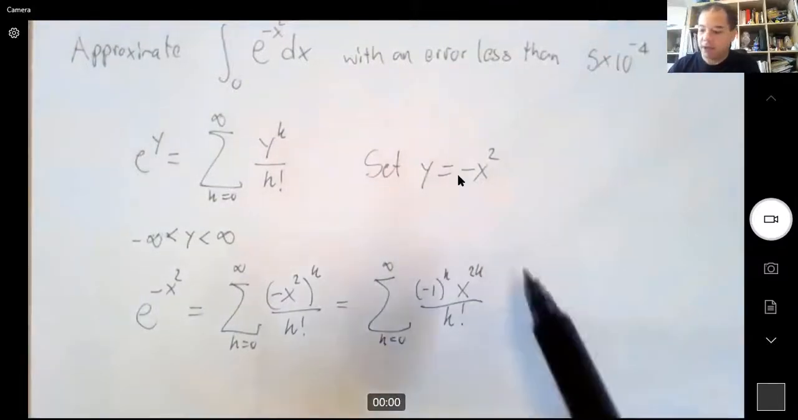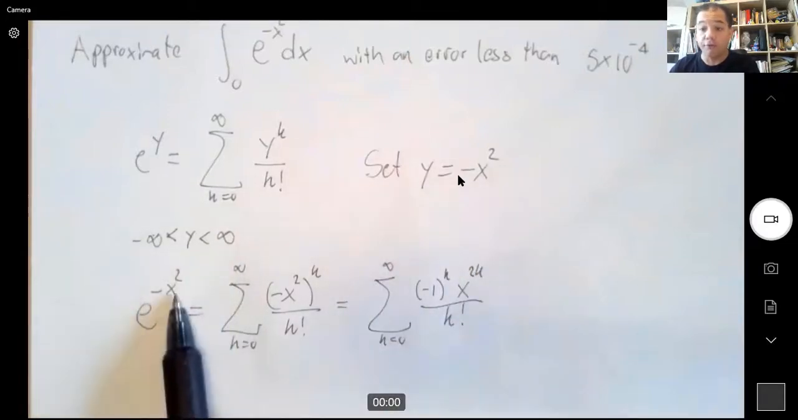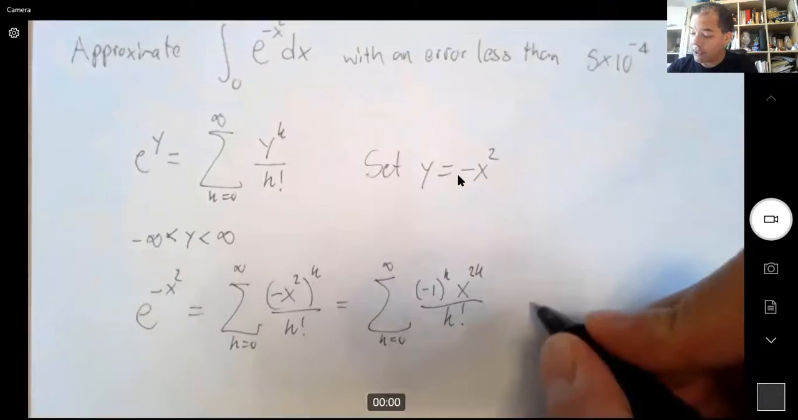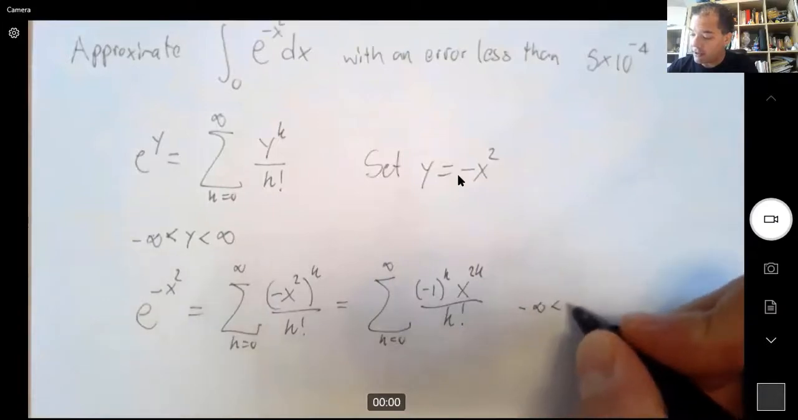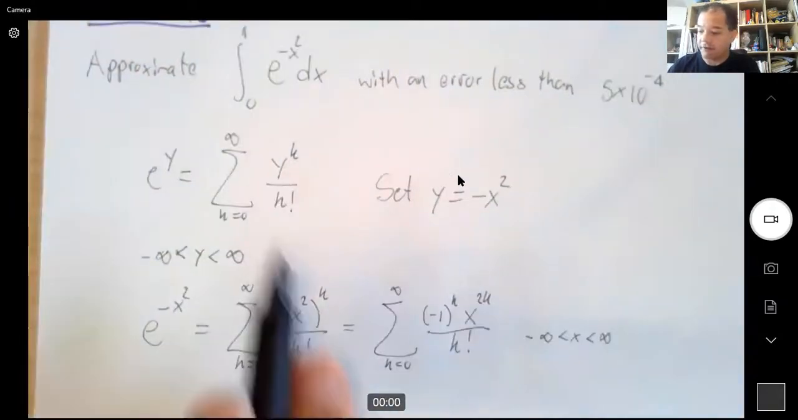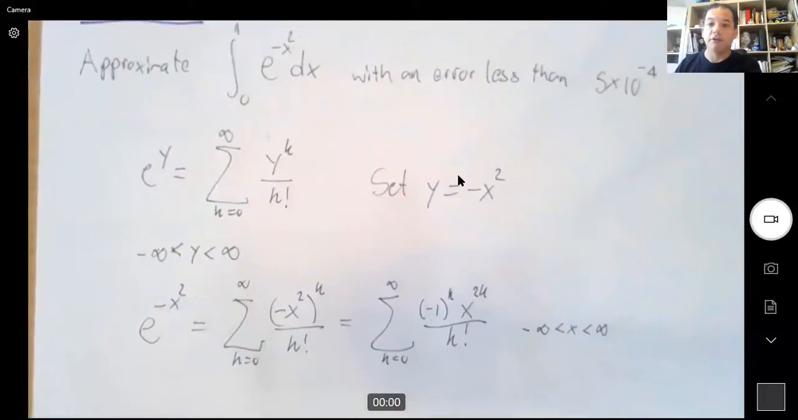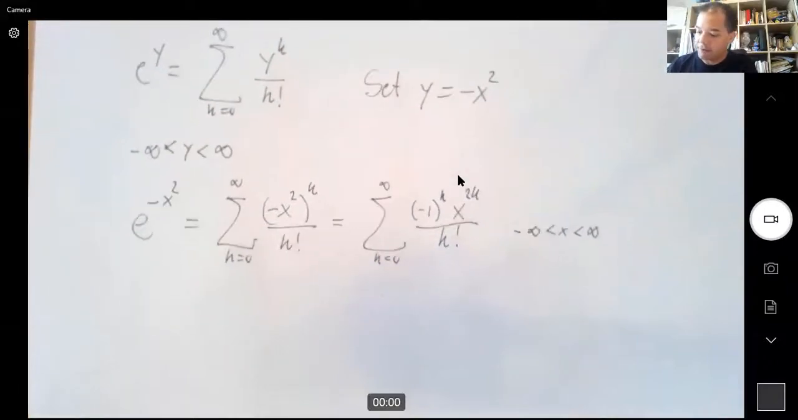Because this one is good for any y between negative infinity and infinity, it will work also for any x squared. So this is good for any x between negative infinity and infinity. We actually only need it between 0 and 1, because that's the integral we want to do, but it works for any x. So all we need to do now is to integrate it. It's not a difficult integral when you have it as a series, because all you need to do is integrate easy things like x, x squared, x cubed, x to the fourth. They're straightforward polynomials.